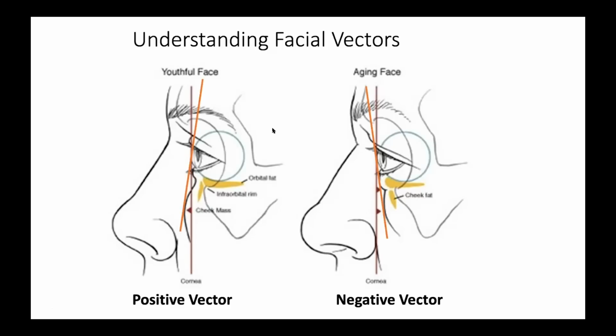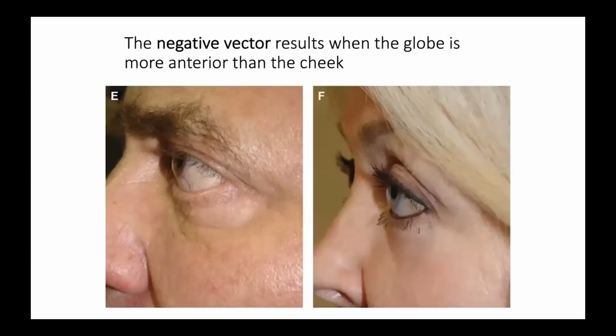We call these the vectors. A positive vector is when the cheek is sitting out in front of the eyeball, and a negative vector is when the cheek is sitting back behind the eyeball. In fact, it's this positive vector that's typically a very youthful appearance. Just to give you a sense here, both of these folks, this is our plumb line from the eyeball, and their vectors are a little negative, allowing them to start becoming hollowed out in here, and we're starting to see these lower lid bags.